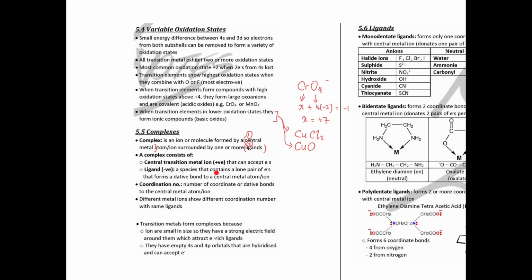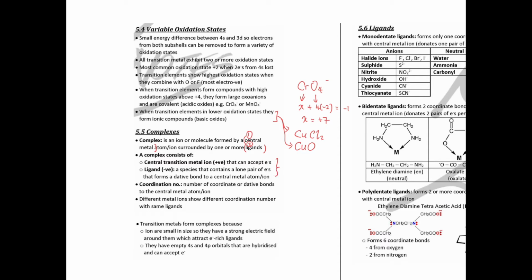So they say a ligand is a species that contains a lone pair of electrons, and this lone pair will form a dative bond to a central metal atom or ion. So that is the idea of a complex. It has a central transition metal in the middle, and it has ligands that donate lone pair to the central transition metal. Okay, so let's see an example.